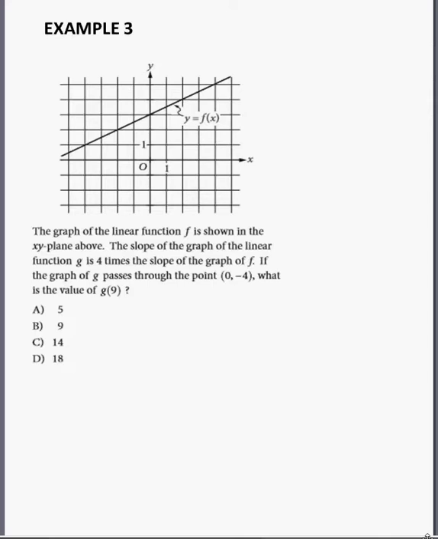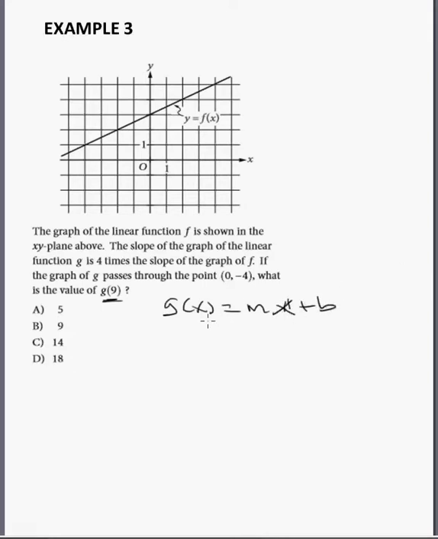We know the graph of f because we can determine that from the graph given to us here, and we can use that to find the slope of g, which happens to be 4 times the slope of f. And if the graph of g passes through the point (0, 4), what is the value of g(9)? So to be able to find g(9), we should be able to find g(x), which is equal to mx plus b.